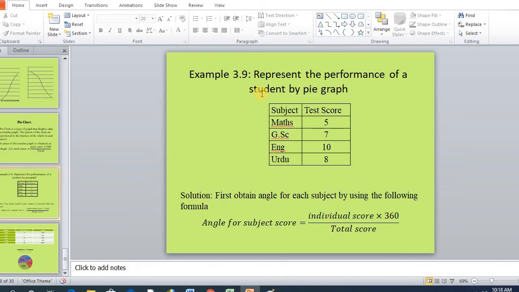For example, represent the performance of a student by a pie graph. Math 5 score, general science 7, English 10, Urdu 8. Now we have to represent this with a pie graph. First, obtain the angle for each subject by using the following formula. Angle for each subject equals individual score multiplied by 360 divided by total score.